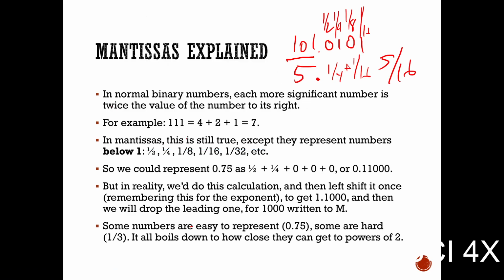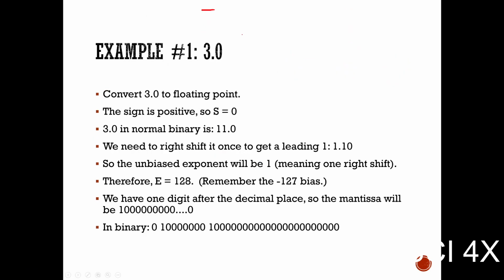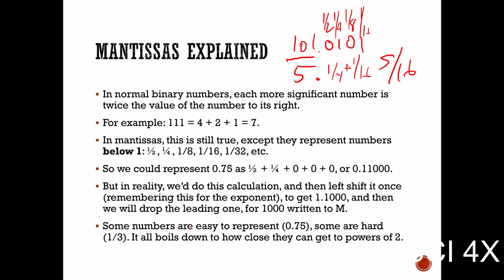Why do we keep doing that? 5.3125. And that's how we do decimals in binary. It's pretty easy, right? But that's taking every fraction and adding them together. Yeah, I mean, computers do that for free.